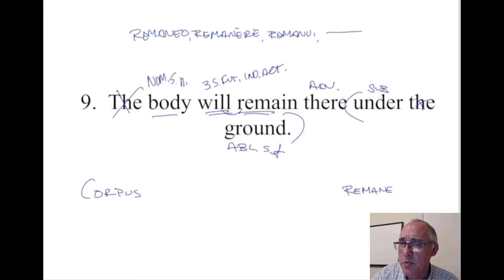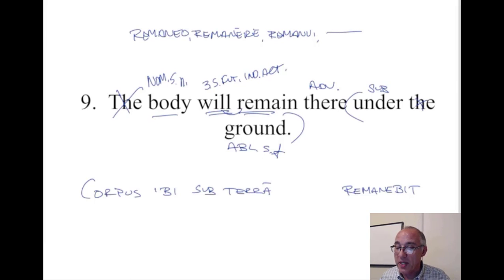I don't think there is a fourth principal part. So it's a long E. This is a second conjugation verb. The sign for the future is a B, BI, or BU. Remanebit. The corpus, remanebit. Ibi, there. Under, sub. Terra is under the ground. Corpus, ibi sub terra, remanebit.